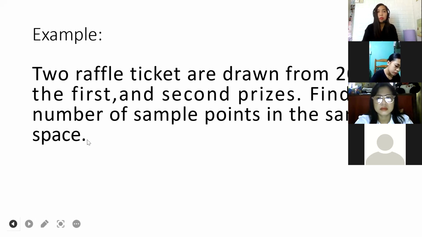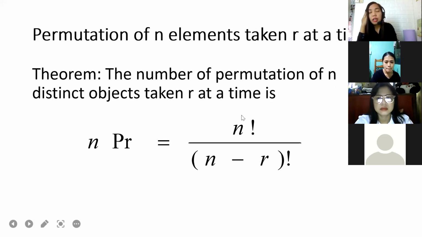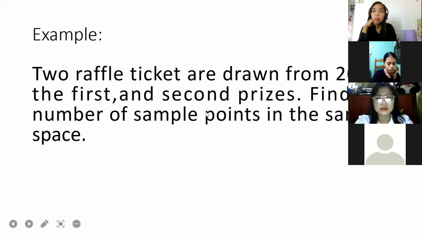So let's have an example. 2 raffle tickets are drawn from 20 for the first and second prizes. Find the number of sample points in the sample space. We're going to consider the second type of permutation, permutation of n elements taken r at a time, using this formula n factorial over n minus r factorial, or just use your calculator, because we have here first and second, so it means there is an order, there is a ranking. So this is permutation.